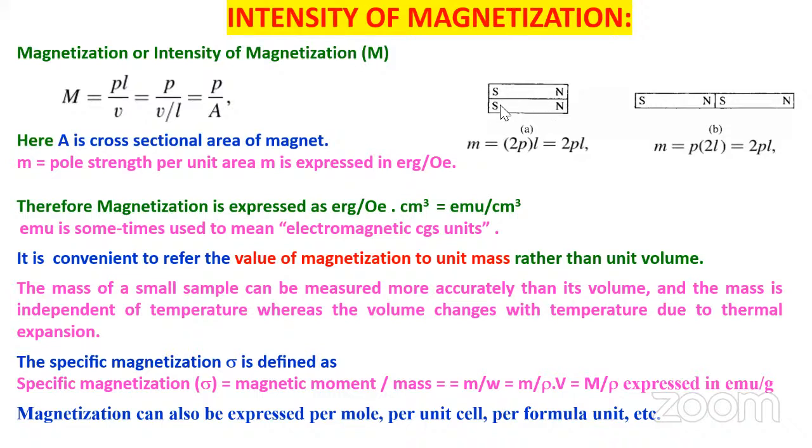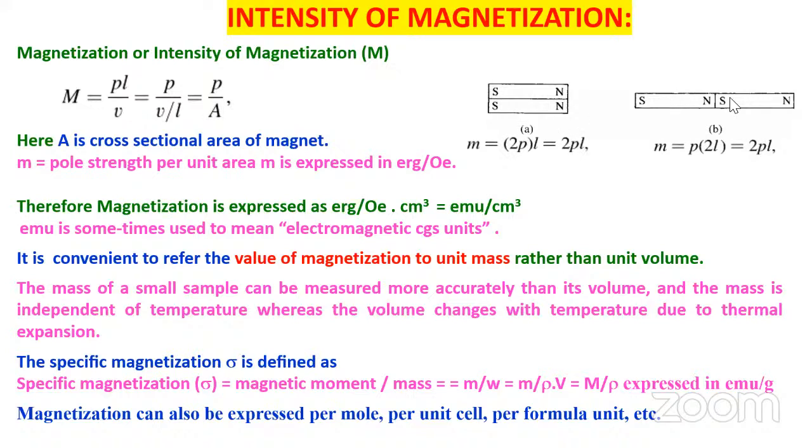Here the pole strength has become two times. If I assume that P is the pole strength per unit area, then if I increase this area, it becomes 2P. The pole strength has become 2P, and the hypothetical distance between the two pole pieces I can call the same, L. So here the magnetic moment is 2 into P into L.